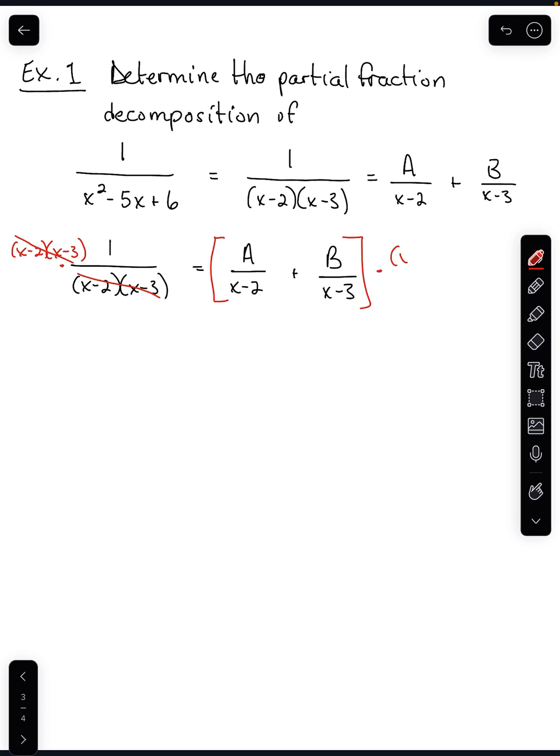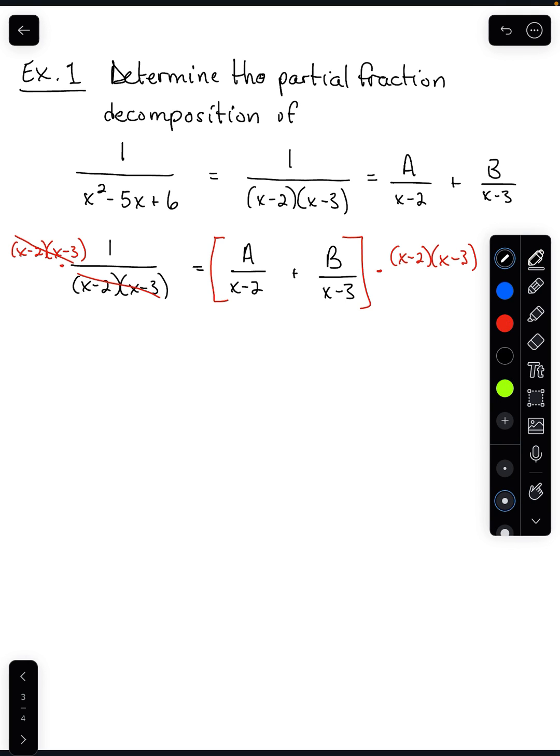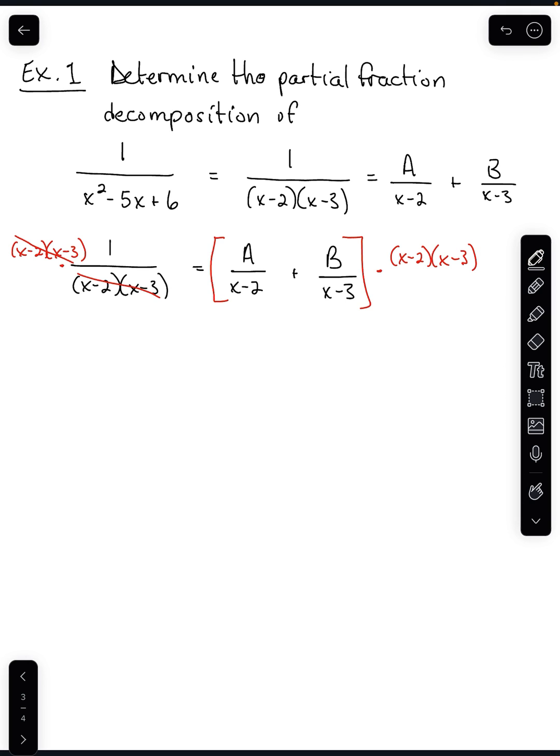On the right side, we will see some cross-simplification. When the x minus 2 times x minus 3 multiplies the first fraction, the x minus 2's will cancel and leave us with the a times x minus 3. When the common denominator multiplies the second fraction, it's the x minus 3 factors that will cancel, leaving us with the b times the x minus 2. And as we already noticed on the left side, we will be left simply with 1.